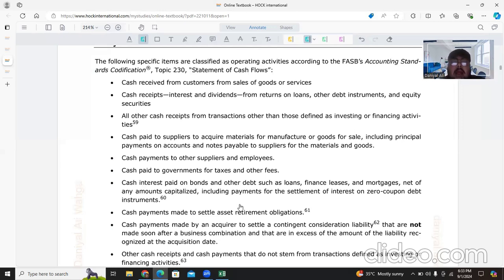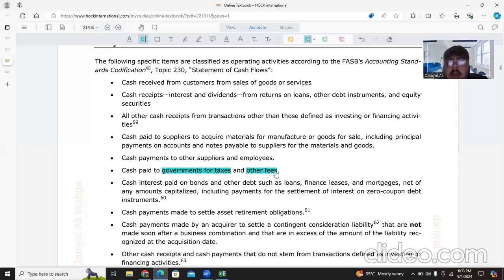Cash paid to suppliers, its main purpose, is being used for the direct method. You use cash for other suppliers and employees. You use cash for government taxes and other fees. So you should see the nature of your expense. It has been explained as government taxes and other fees. If other fees include a little amount of taxes, that must be reported separately.